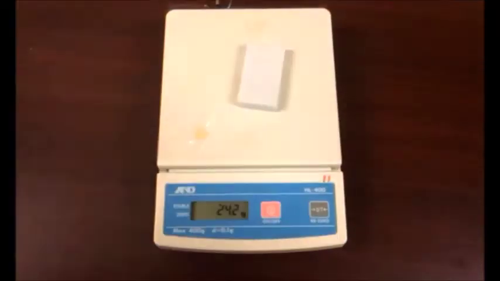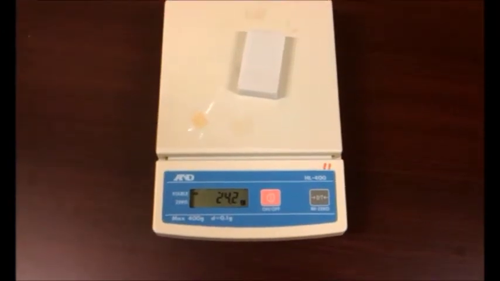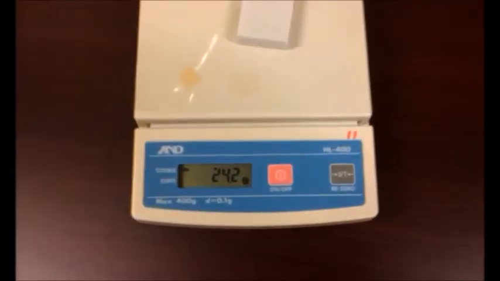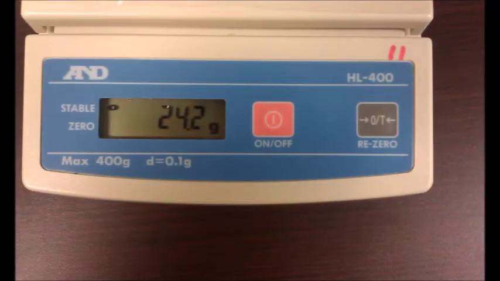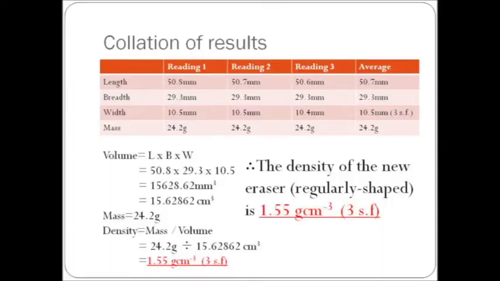Next, we will find out the mass of the object using the electronic balance. First, switch on the electronic balance and press the V0 button to recalibrate it. Measure the mass of the eraser and repeat the results. After doing so, we can calculate the object's density. Divide the mass of the eraser over its volume to find out its density. The results are tabulated over here.